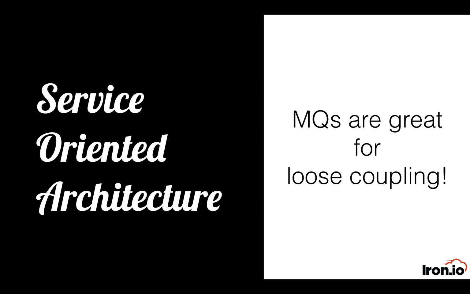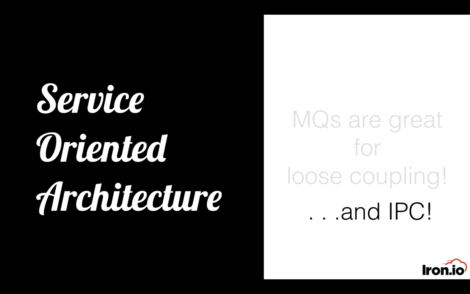So the first is in SOA, or service-oriented architecture. Message queues, because they're language agnostic, are great for loose coupling. If you have a lot of languages you're working with, say you're working with microservices as well, message queues are also great for that because they tend to be very language agnostic. A lot of message queues are based on either a REST API or, I think there are other protocols like AMQP. But basically, they're pretty standardized.